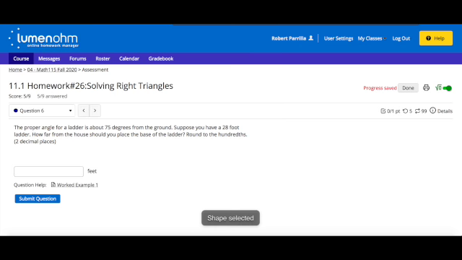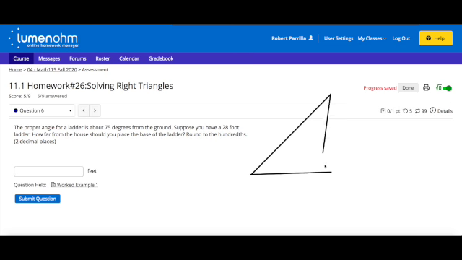A triangle where the hypotenuse represents the ladder. So this is a ladder, this is the ground, and it's propped up against a wall. All right, and this corner is obviously 90 degrees. And we're going to use everything we have here to do this. So the proper angle for a ladder is about 75 degrees from the ground. So this will be 75 degrees. You have a 28-foot ladder. In other words, the hypotenuse is 28. How far from the house should you place the base of the ladder? Round to the 100th, 2 decimal places.